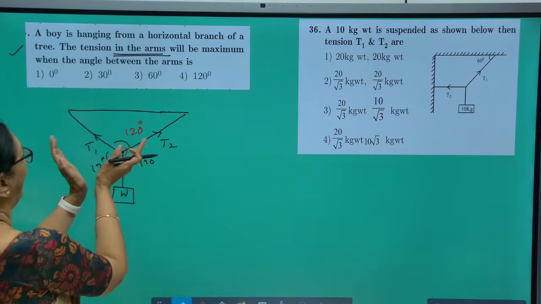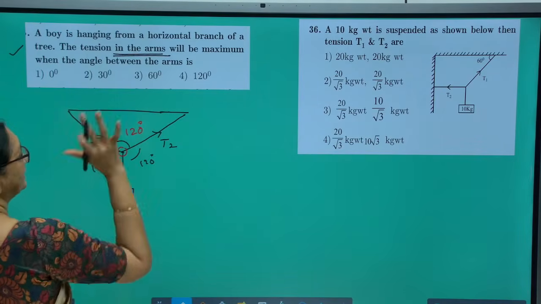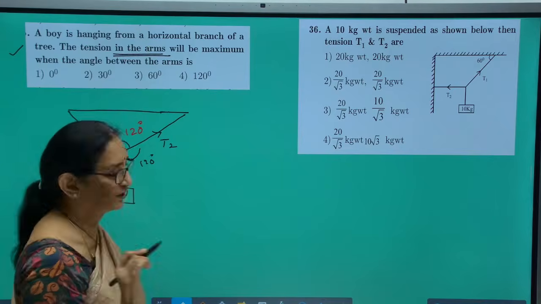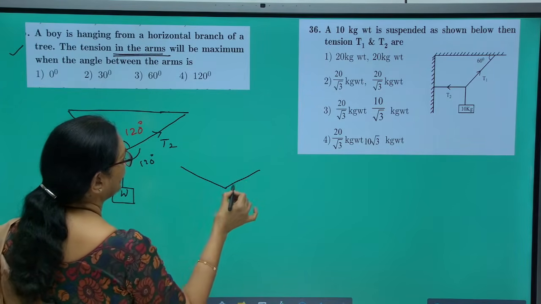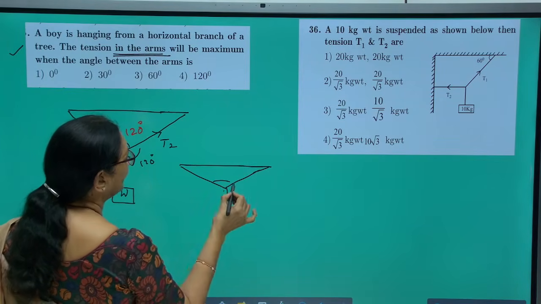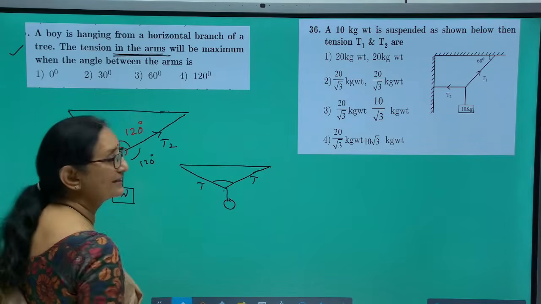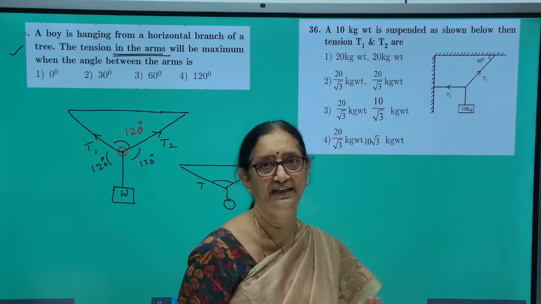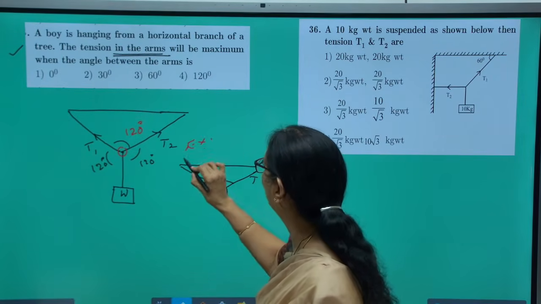So, look here, again in the same concept, there is another question. An object is suspended from the center of a string. Okay, at what angle between the two, the tensions in the strings is infinity. That is another question given based on the same model.